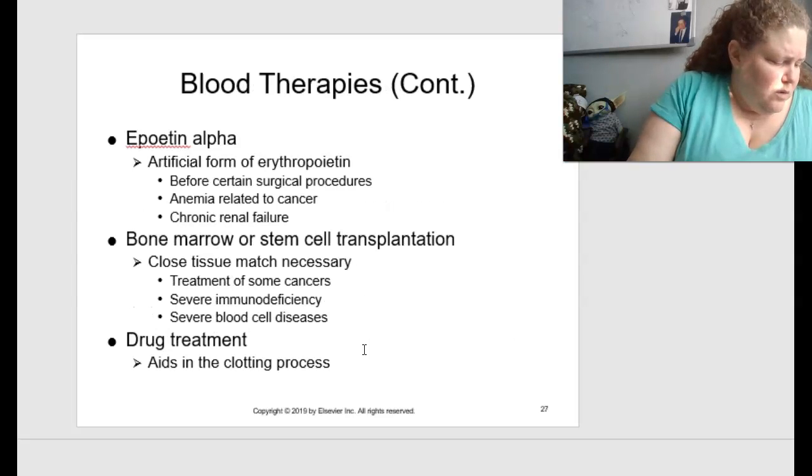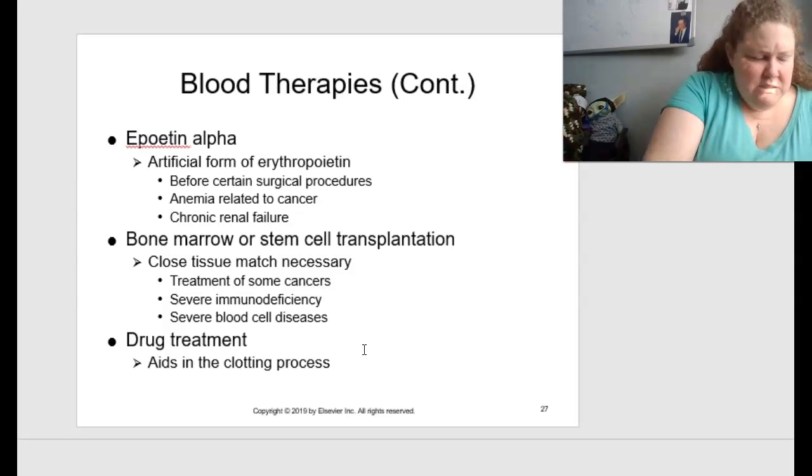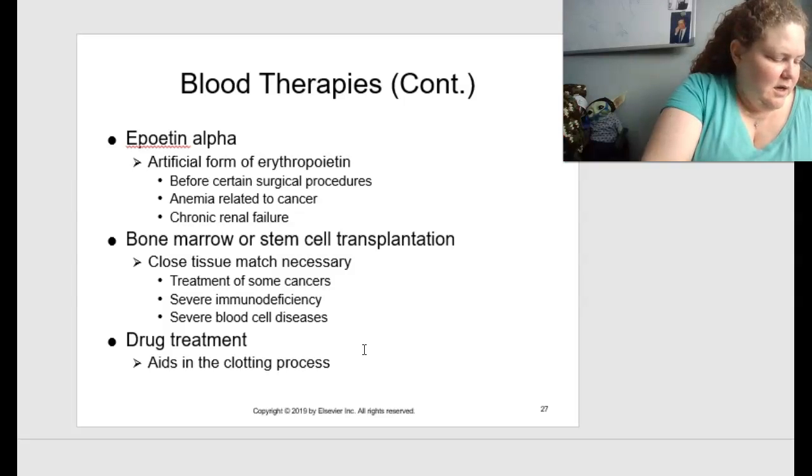Okay. So when we're talking about some of these specifically, epoetin alfa, whose trade names would be Procrit or Eprex, is a form of erythropoietin. This is produced through recombinant DNA technology. It can be used by injection to stimulate the production of red blood cells in certain surgical procedures, for instance, like a hip replacement, and for patients with anemia that's related to cancer or chronic renal failure. And this is really cool because it reduces the risks of infection or immune reaction with multiple blood transfusions.